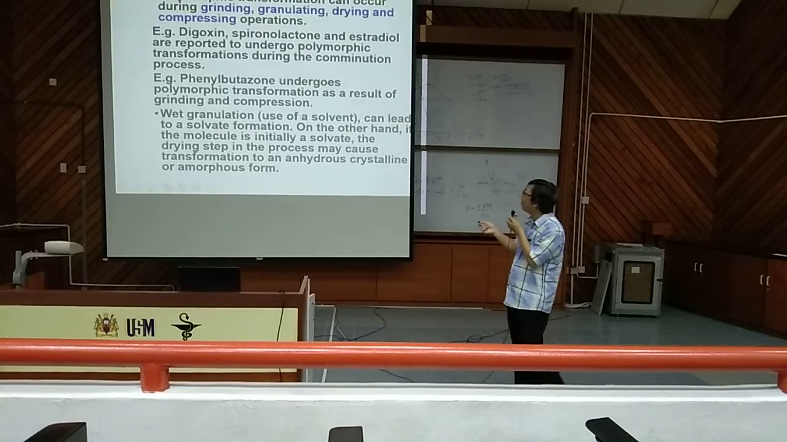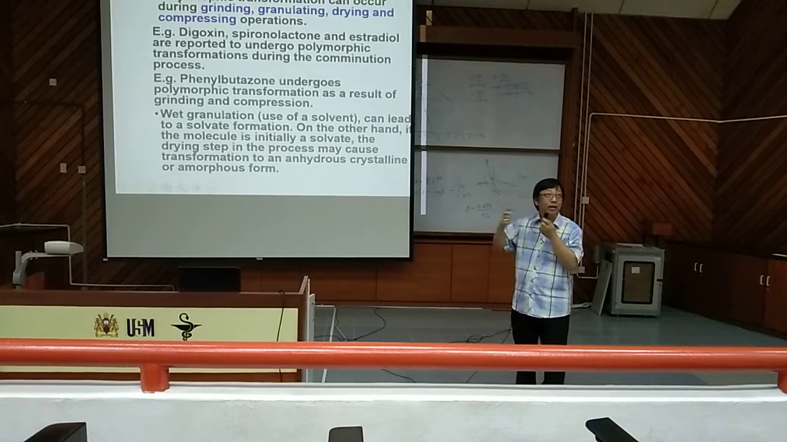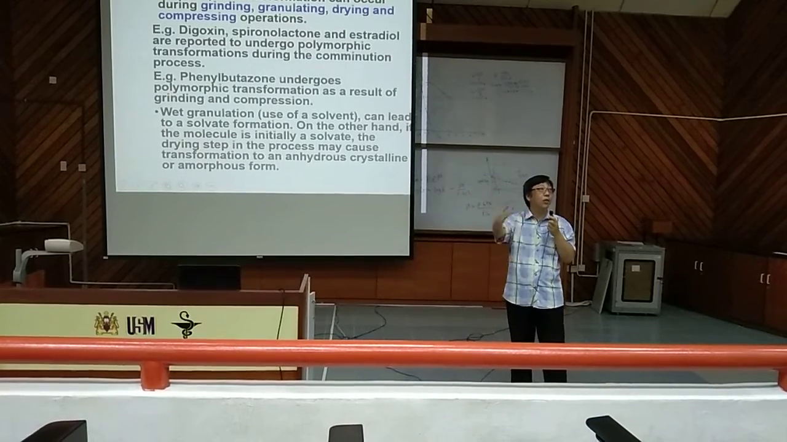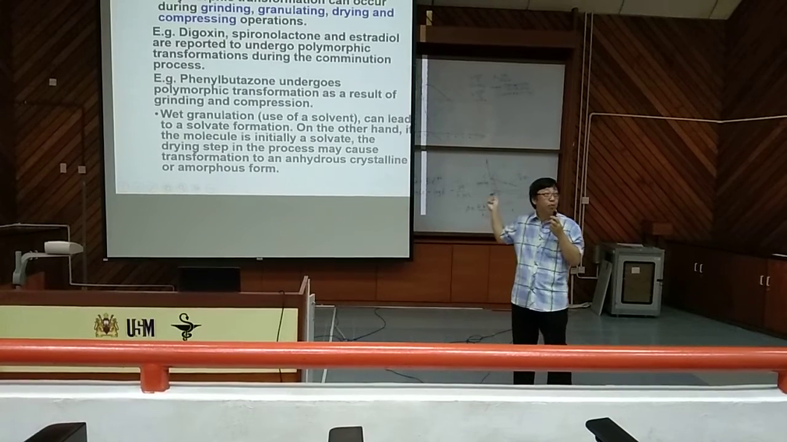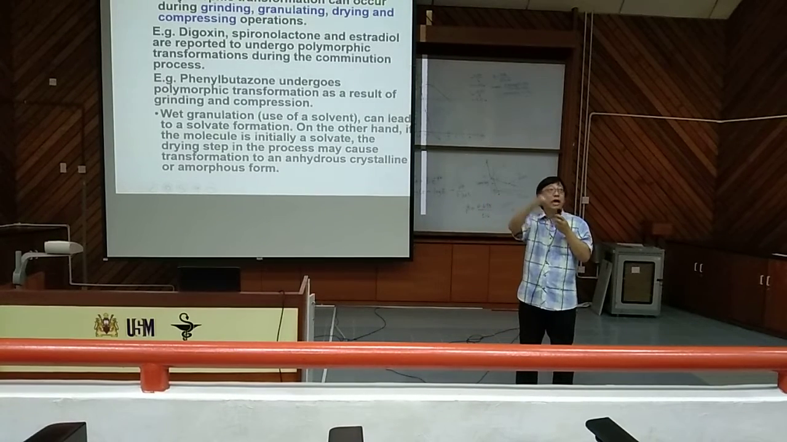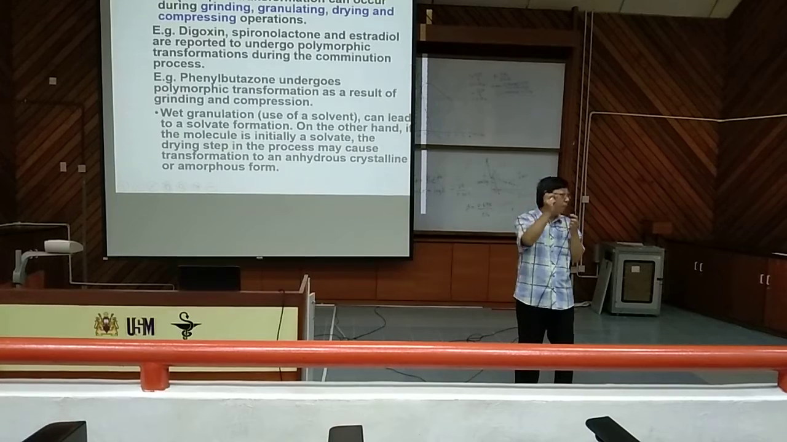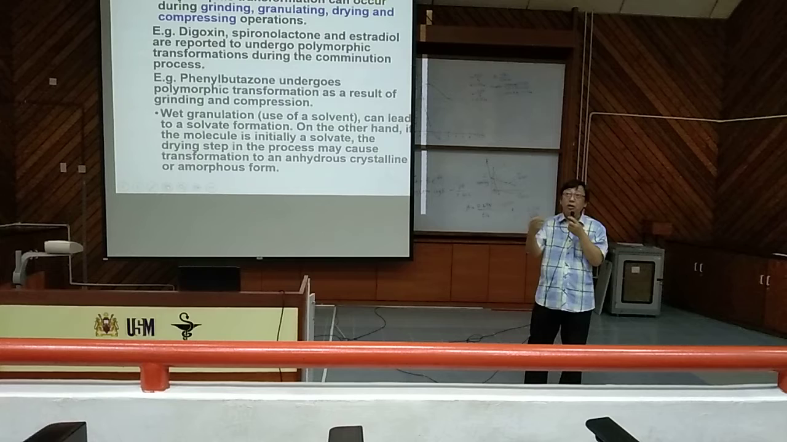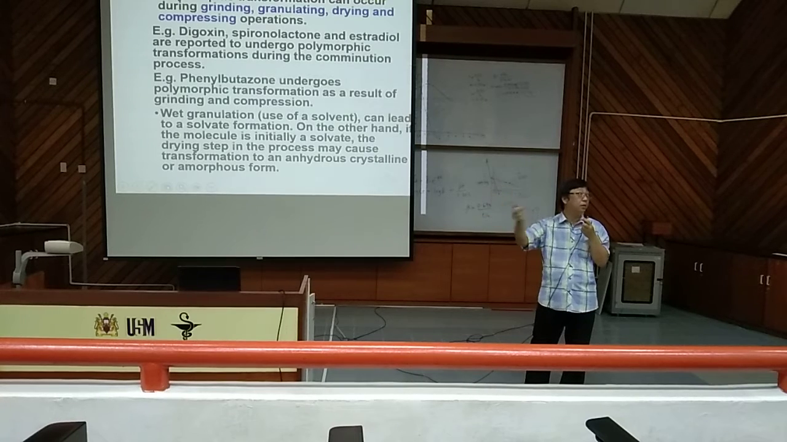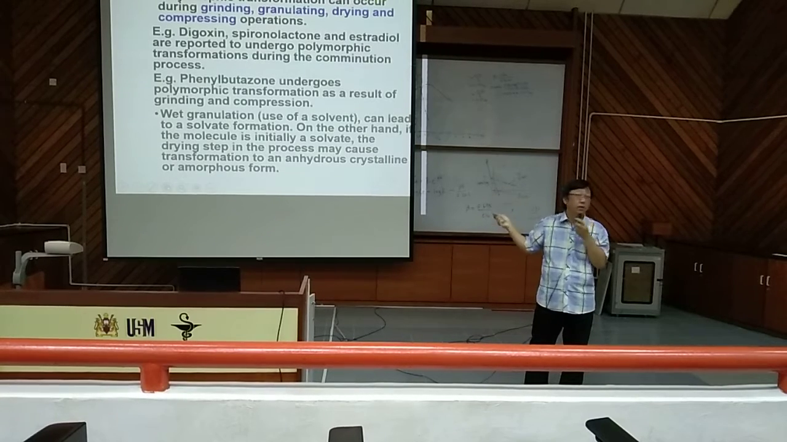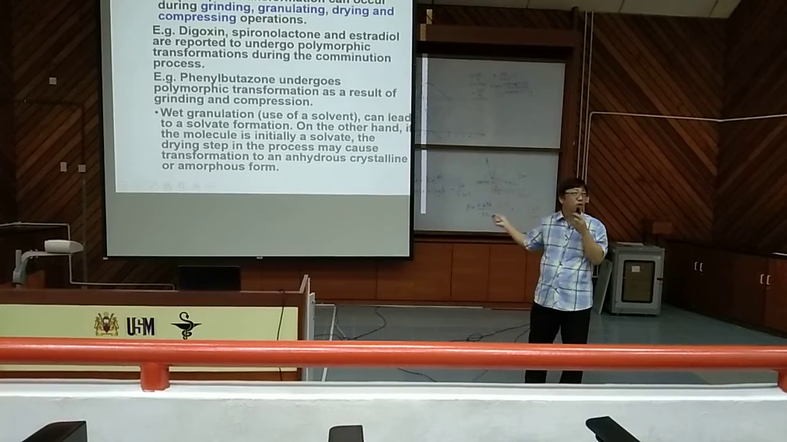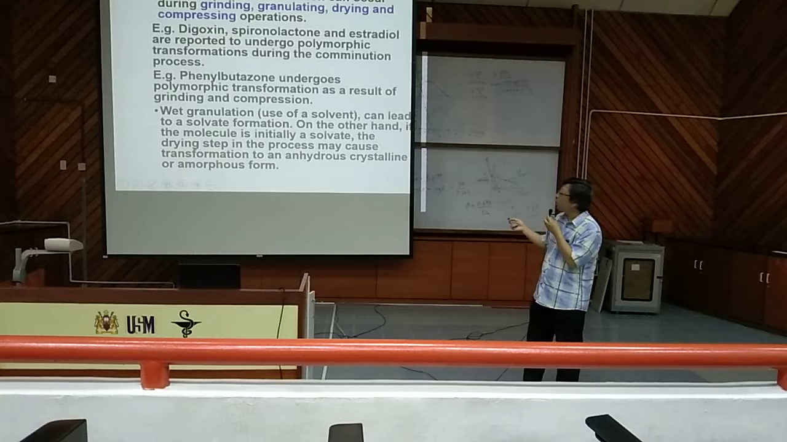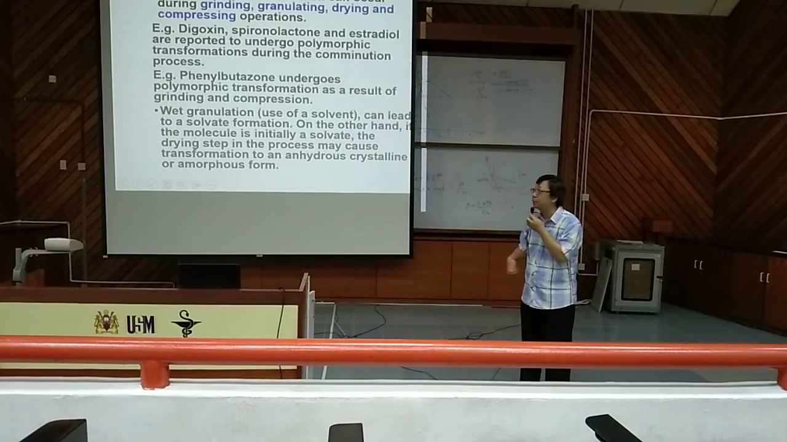Alright, polymorphic transformation can occur during grinding. You know what grinding is, right? If your powder is big, the cost is high. You want to grind it into a smaller particle size. That process is called the grinding process. You can use another name called comminution. You make it more minute. Granulating is granulation. The granulating process is actually to convert powder to granules. That's why we call it granulation. Then drying, either put into an oven or into a fluidized bed dryer. Then compressing, compress, using a tablet machine.